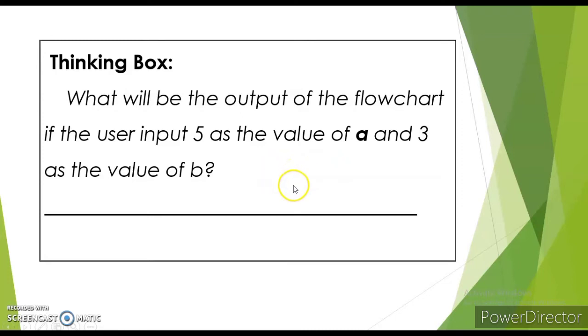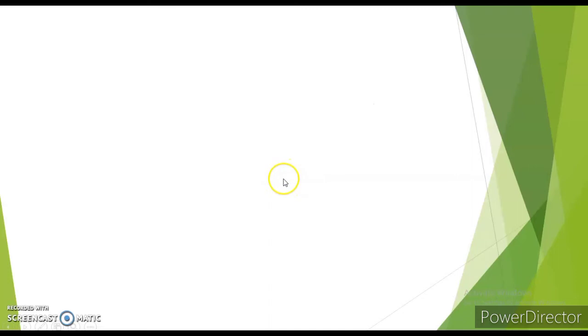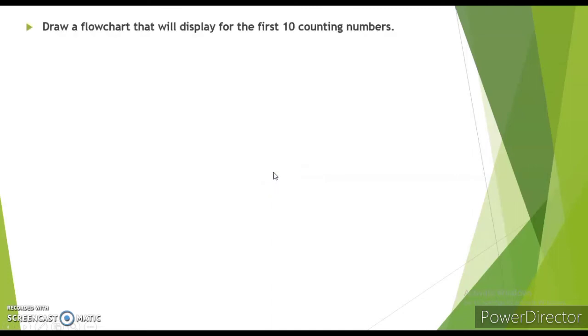Another example. Draw a flowchart that will display the first 10 counting numbers. Okay, so let's write the variables. CT is equal to counter. Okay, so yung counter natin, we're going to declare the variable CT is equal to counter.